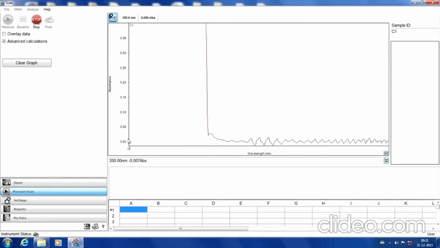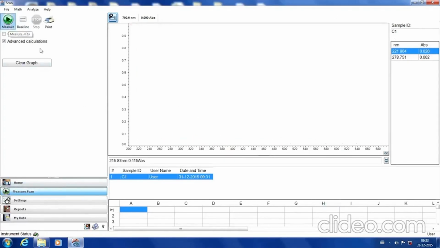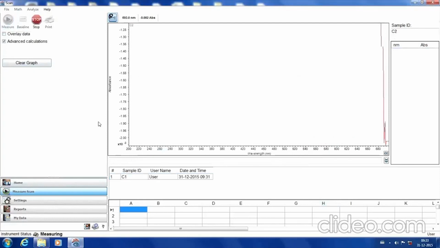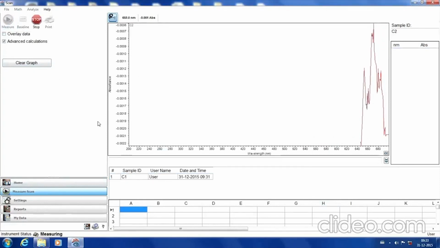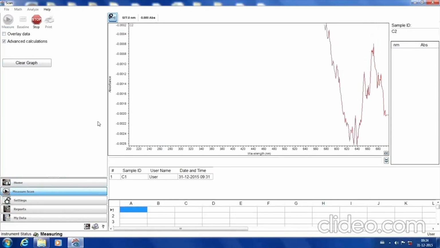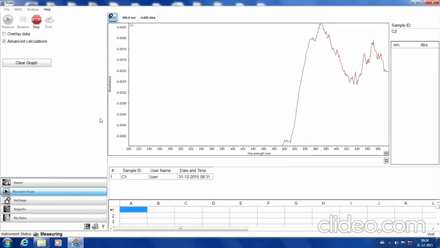Here we can see around 400 we are not getting any significant dip in the peak, so we will add another concentration in the same way as I have shown. Now I have added 2.5 microliter more of the ligand, and we will take the spectrum with the next concentration as C2. We will label this concentration as C2, and this is the spectrum for this concentration of the ligand.